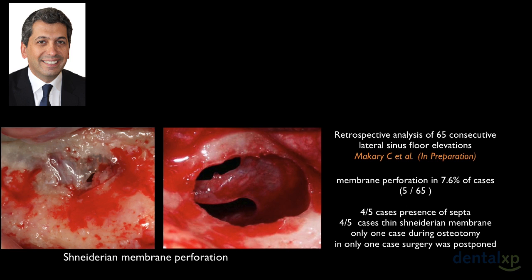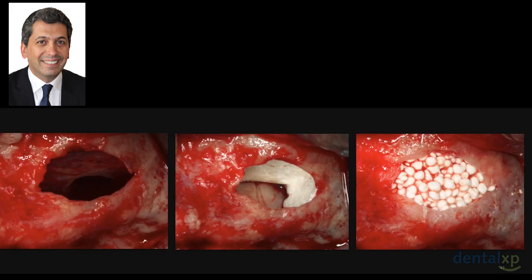Only in 1 case did we have this membrane perforation during osteotomy, and only in 1 case did the surgery have to be postponed. In all 4 other cases, we could repair the membrane perioperatively and go on with the surgery. You can see here a membrane perforation that occurred after elevation of the membrane. You see that it is a thin biotype. Usually we go on with our elevation, we place a collagen membrane in order to close this defect, and we put our graft. In all of the 4 cases we treated this way, we did not have any graft complications.